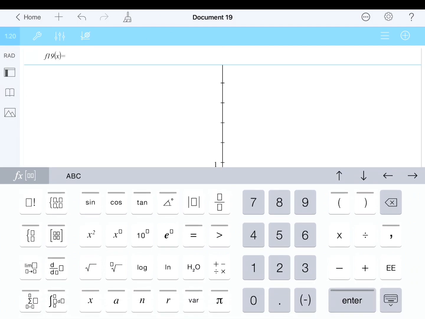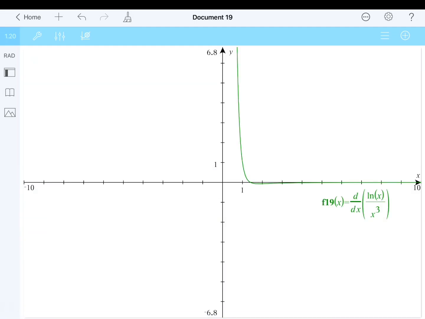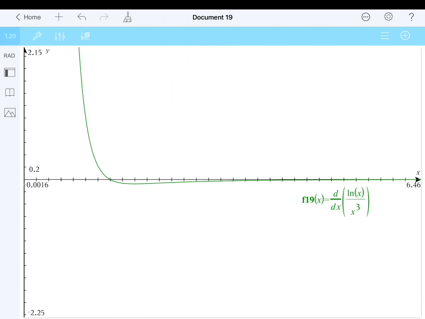So I'm going to sketch the derivative of, I believe, ln x over x cubed, whatever, let's just go with it, right? And as you can see, it's got a vertical asymptote. So I wouldn't dare put it on zoom fit, because it's going to give you the divergence in the given domain. I don't want that, right? But if you just zoom in, as you can see, there's a slight local minimum there, right? So that's great.